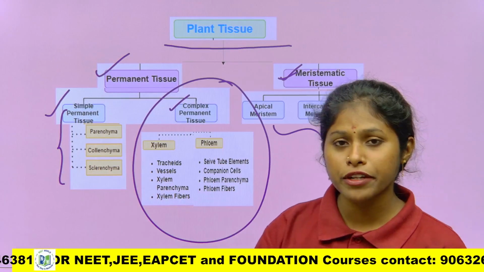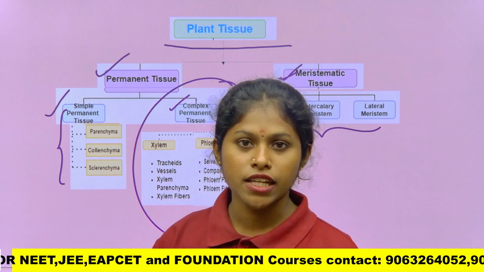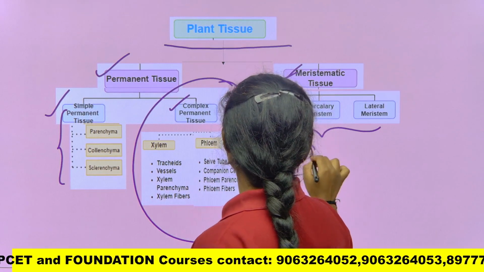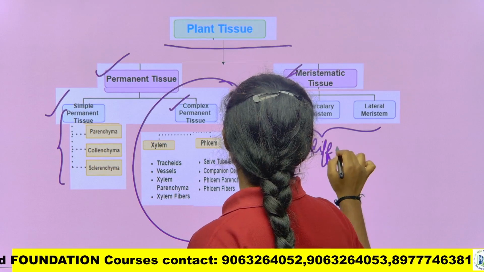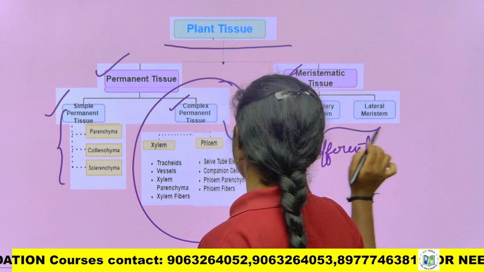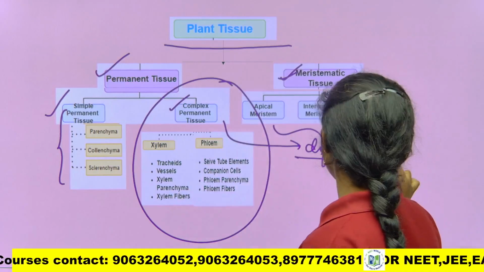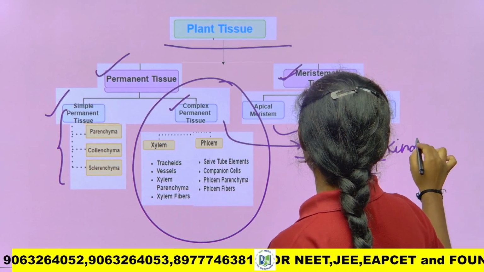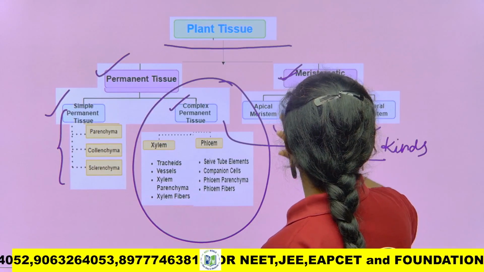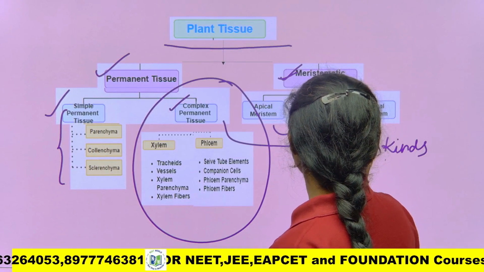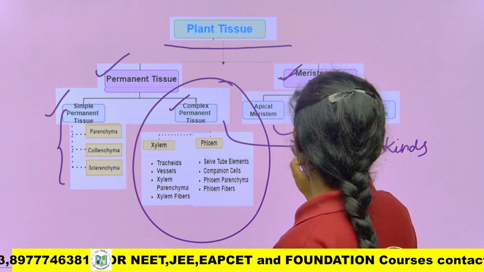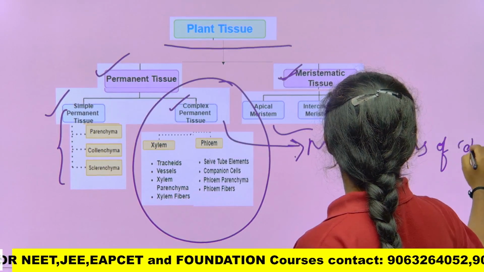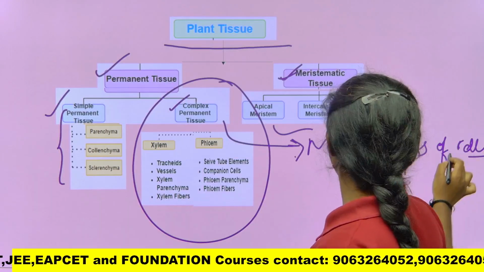Are the complex permanent tissues made up of only one kind of cells? No, because they are made up of different kinds of cells, and they are coordinated together to perform a common function, right? They are made up of different kinds of cells, not one kind of cells. They are formed by many kinds of cells, which coordinate together to perform a common function.